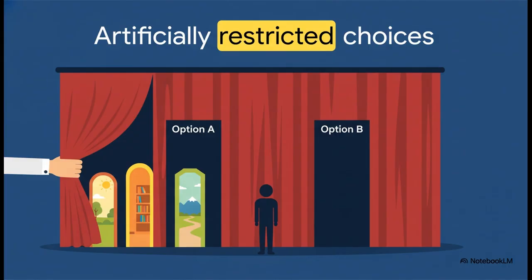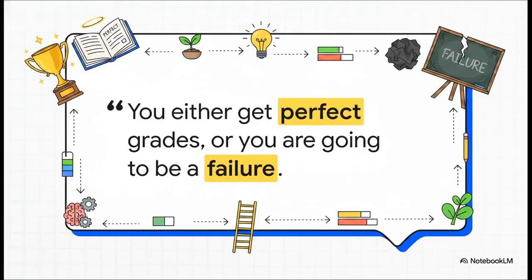By presenting only two choices, the person making the argument is creating a fake reality to try and push you toward the one they want. Now, here's a really high-pressure version of a false dilemma. You either get perfect grades or you're a total failure. This kind of thinking is so damaging because it paints the world in these two absurd extremes.